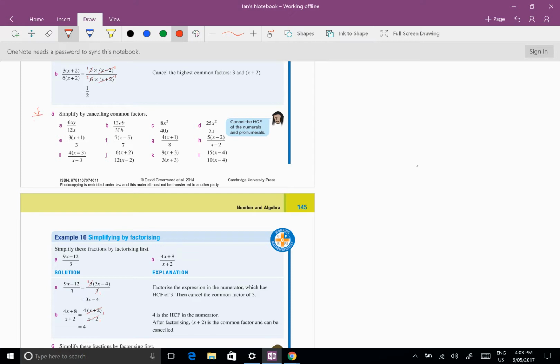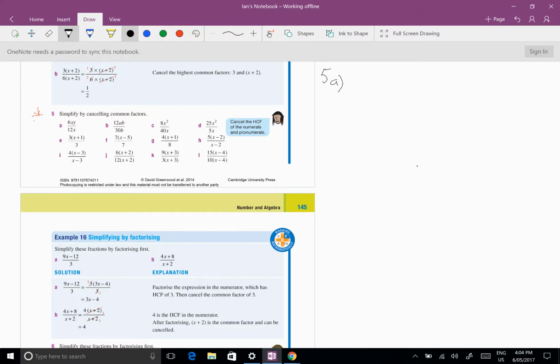Now, remember that when we're doing these algebraic fractions, we are cancelling. We're finding factors that go into the top that also go into the bottom, and we are cancelling down. Remember, you can do the numbers on your calculator if you need to, and the letters you can do as long as you cancel the right number of pronumerals in top and bottom. So let's have a look at 5a.